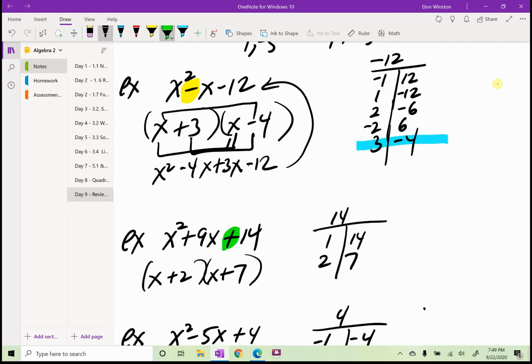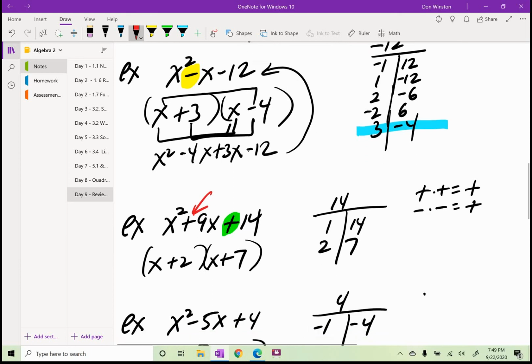When the C term is positive, there are only two ways you can get a positive when you multiply. You have a positive times a positive equals a positive, or you'll have a negative times a negative equals a positive. In this case, it was a positive times a positive. And how do I know that? Because the B term is positive. We'll look at the next case where it will be a negative times a negative.